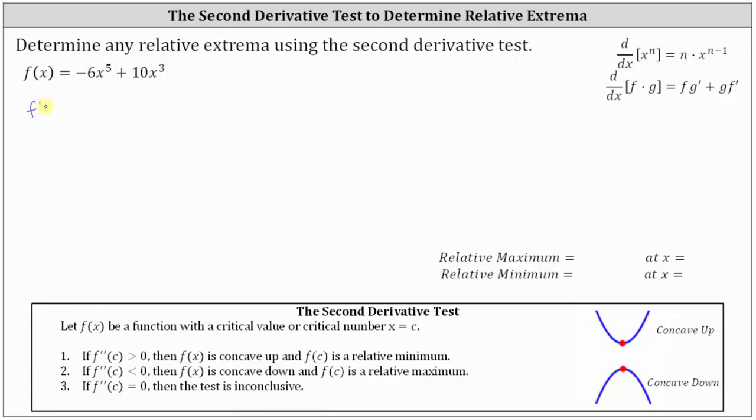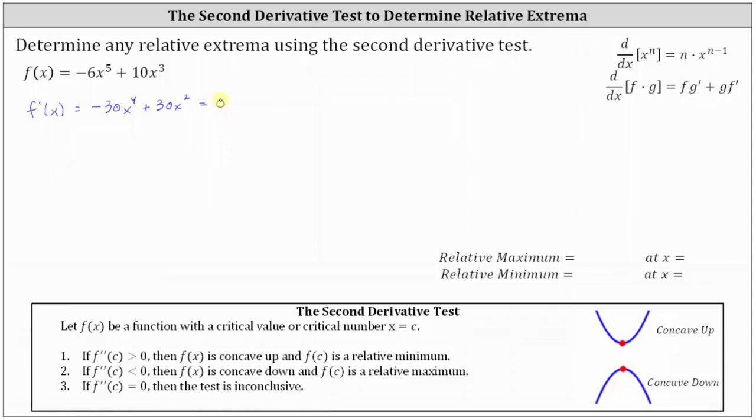F prime of x is equal to the derivative of negative 6x to the fifth plus 10x cubed, which is equal to negative 30x to the fourth plus 30x squared. Well, there are no values for x where the first derivative is undefined, and therefore to find the critical numbers, we set the first derivative equal to 0 and solve. Let's see if we can solve by factoring.